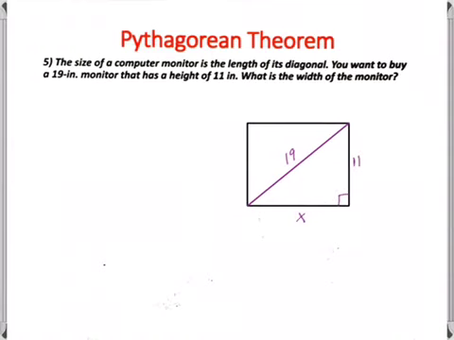So we're looking for this. So if we use the Pythagorean theorem, a squared plus b squared equals c squared, we should be able to find the length of that width, or that missing side, x. So this is going to be x squared plus 11 squared equals 19 squared.